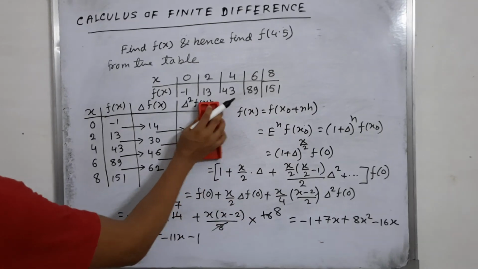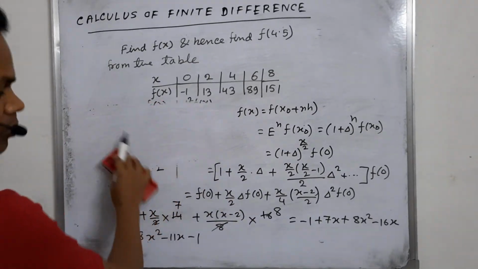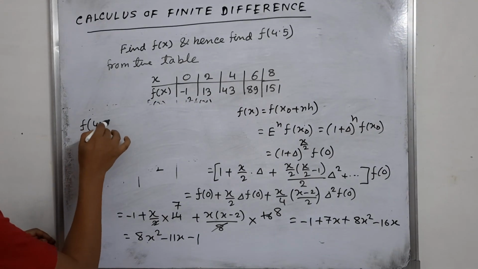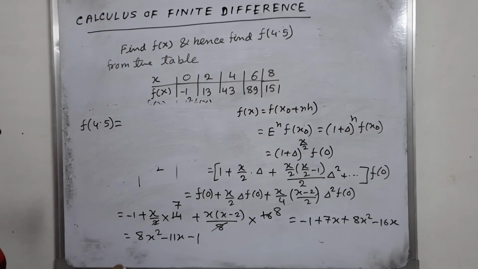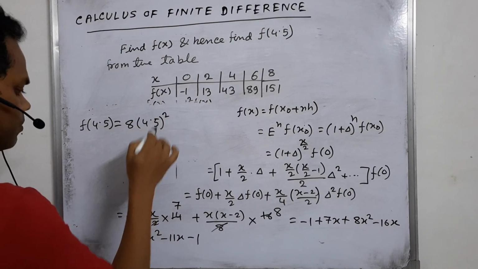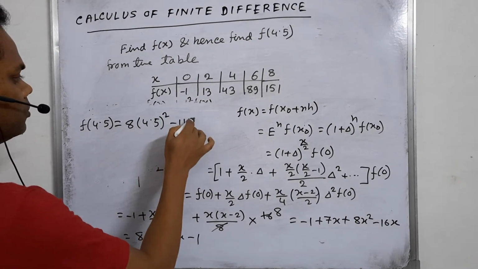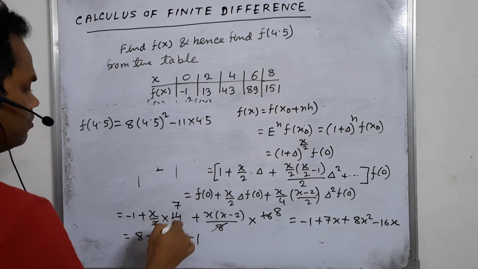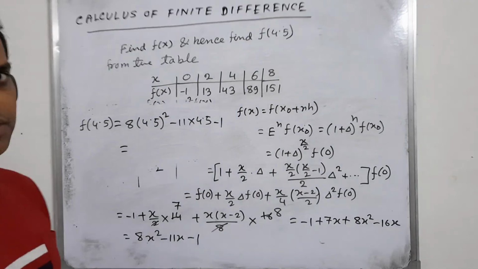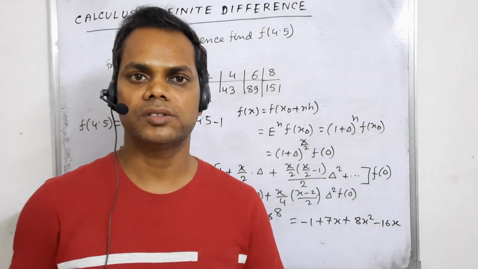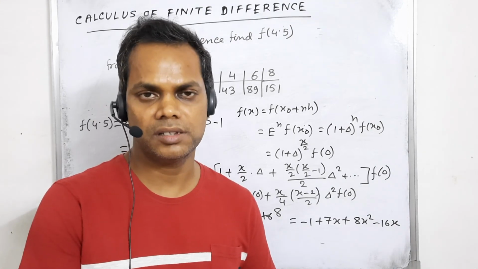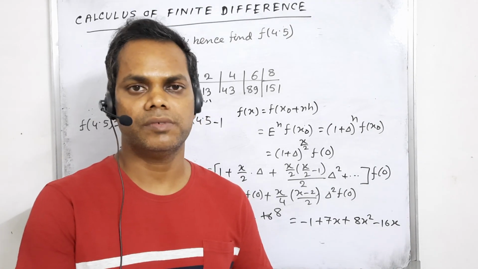And now we have to find f of 4.5. So f of 4.5 is equal to 8 into 4.5 square minus 11 into 4.5 minus 1. Then we can find the value of f of 4.5. In the next video on this topic, we discuss a few more sums on numerical analysis or calculus of finite differences.